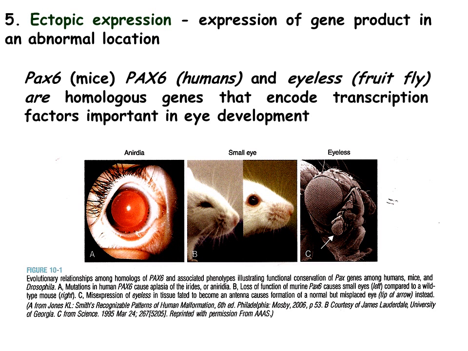And so you see here some of the evolutionary relationships among the homologs. In this case, we don't have an iris and aniridia. And here with the mouse, we have small eyes. And here with the fruit fly, the misexpression of eyeless in tissue fated to become an antenna causes formation of a normal but misplaced eye.